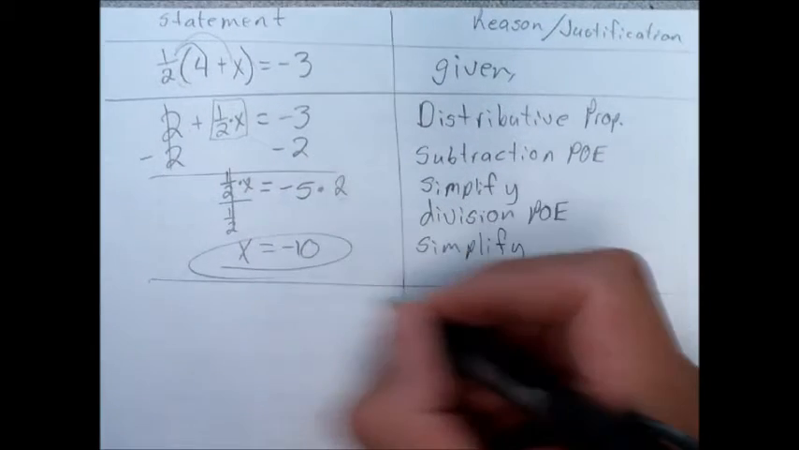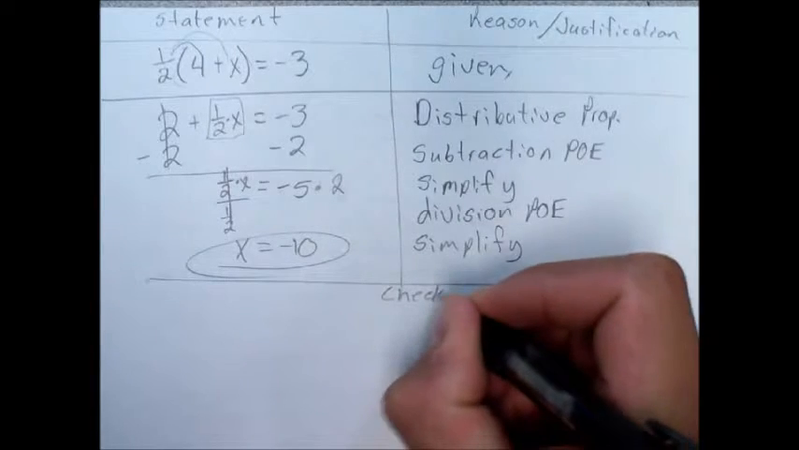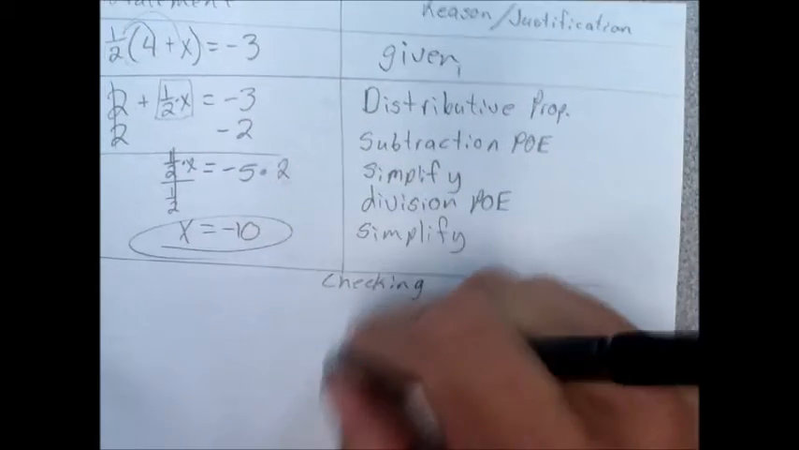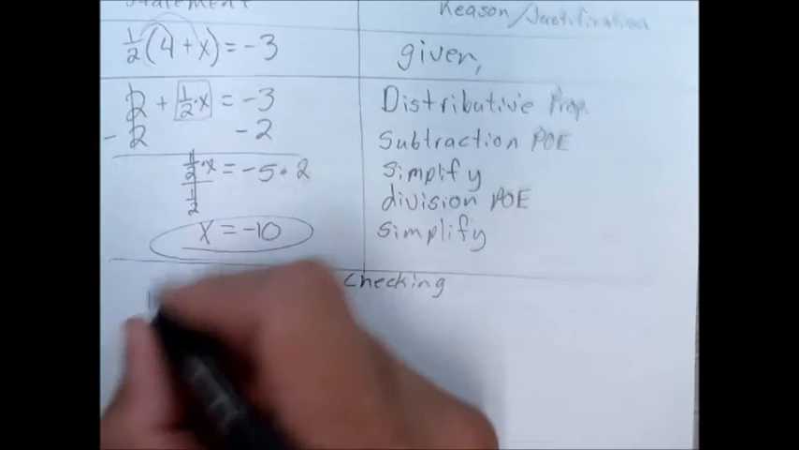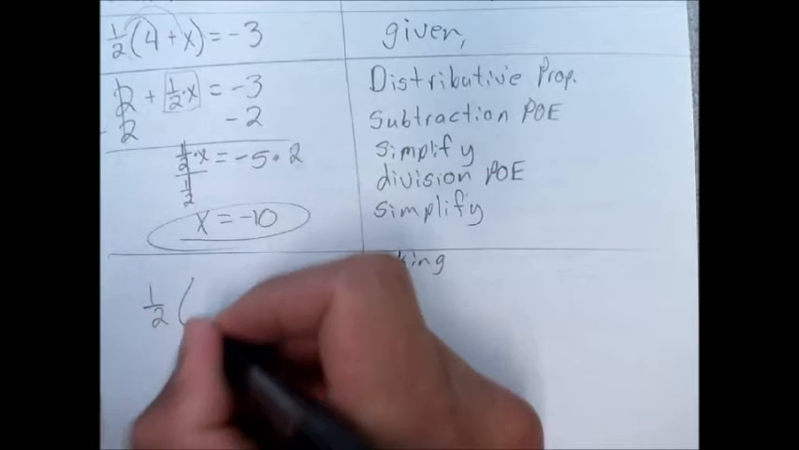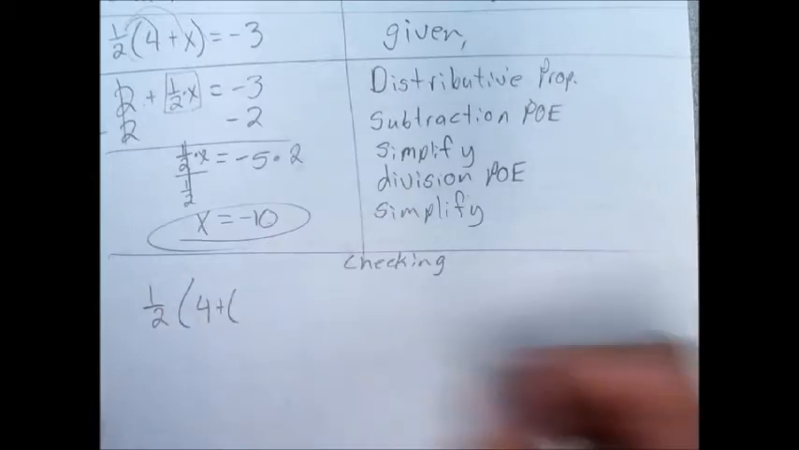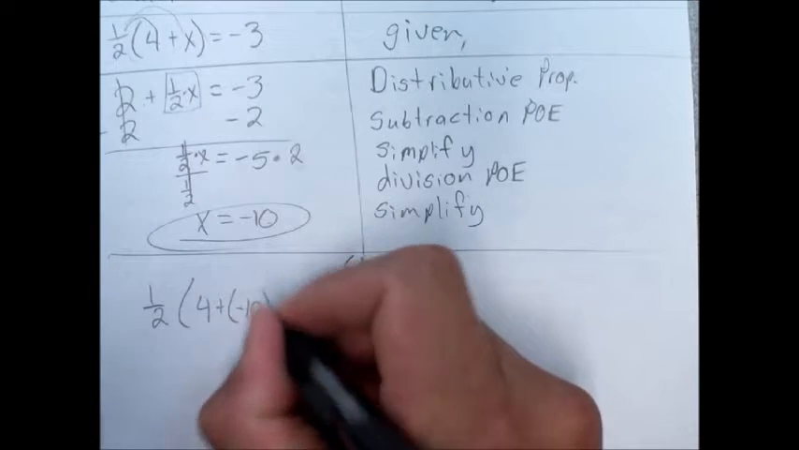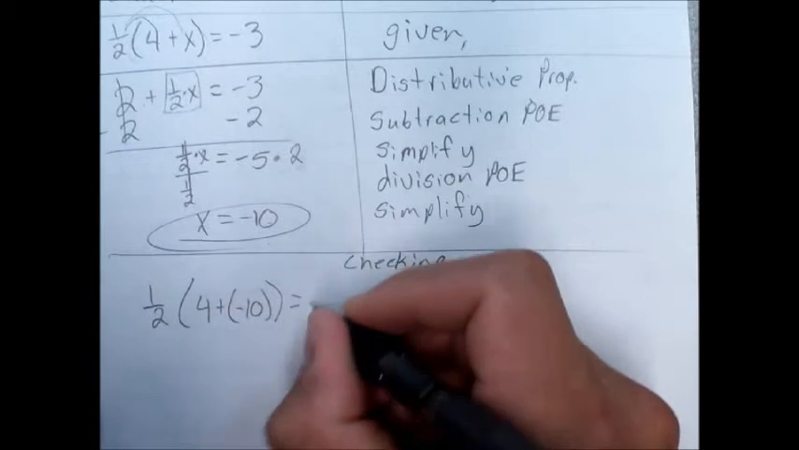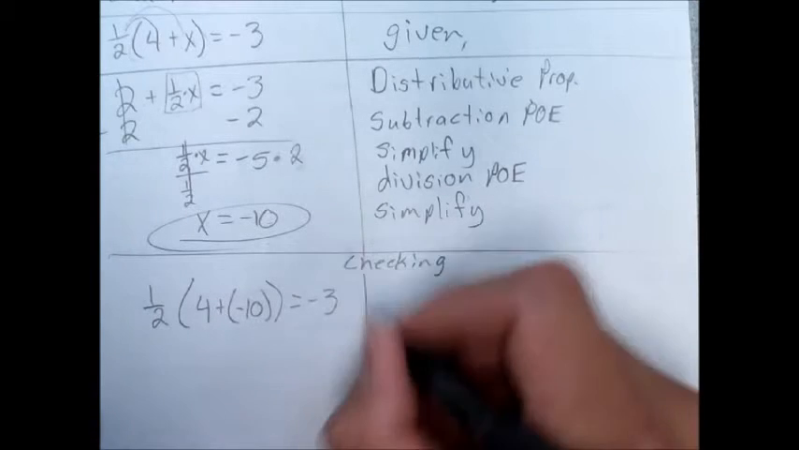Okay, so this is the checking part. If you don't already know how to do it, it's literally substitution. So I'm going to check this by taking my answer and plugging it back into the original equation. So I got 1/2 multiplied by 4 plus, I'm going to substitute it in, -10 equals -3. And I'm just going to verify that. So this is the substitution part.